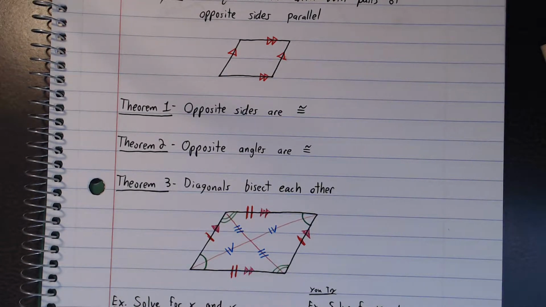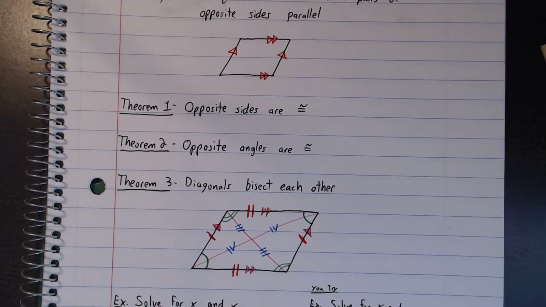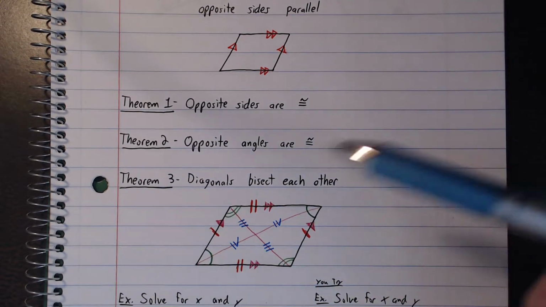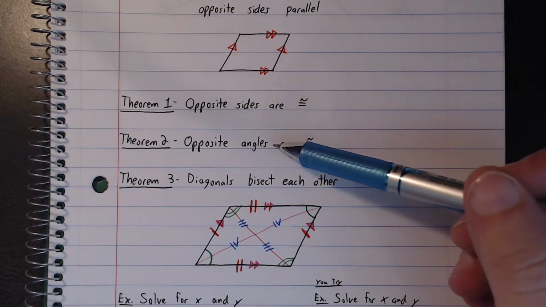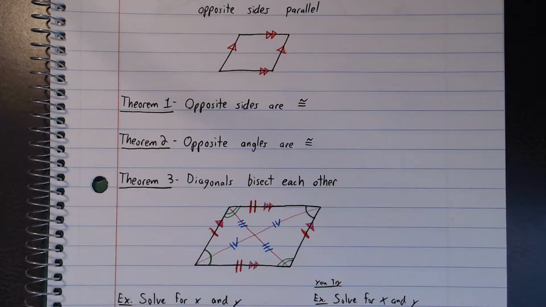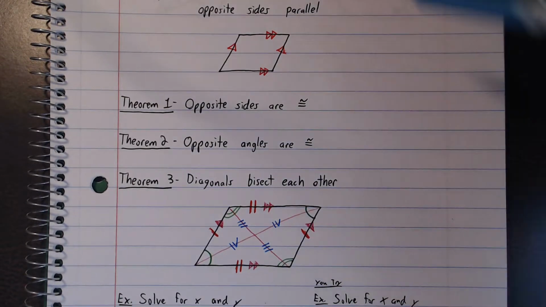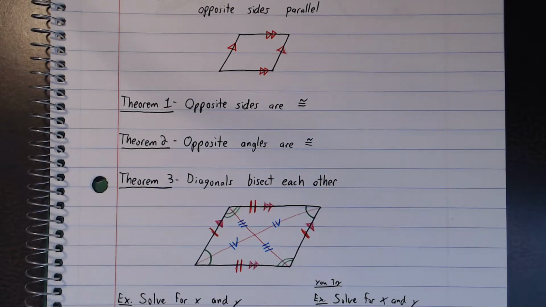Okay, so we have a lot of marks going on this parallelogram, but each of these things on their own, whether it's the opposite sides congruent, angles congruent, or diagonals bisecting, each of those on their own is enough to prove that we have a parallelogram. Okay?